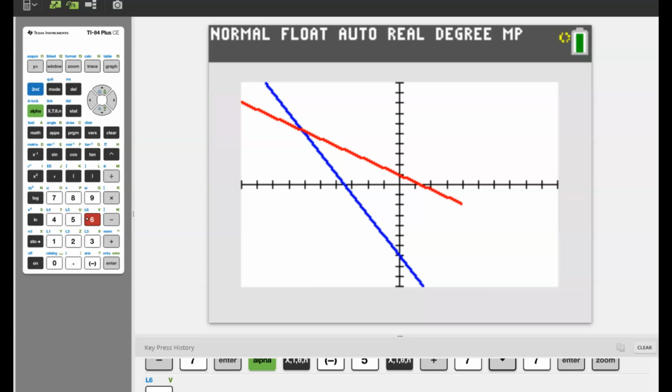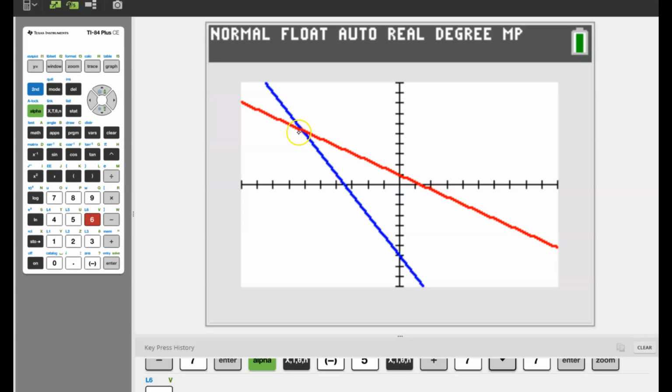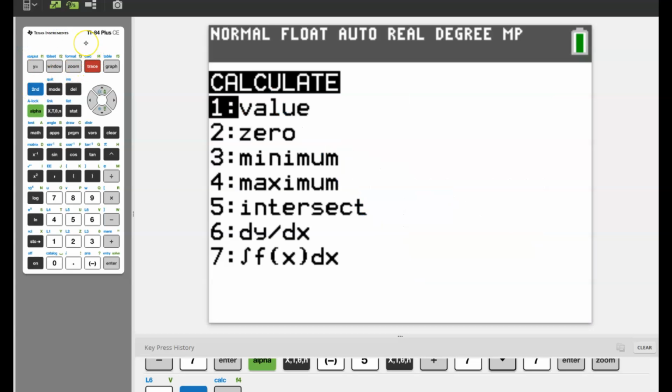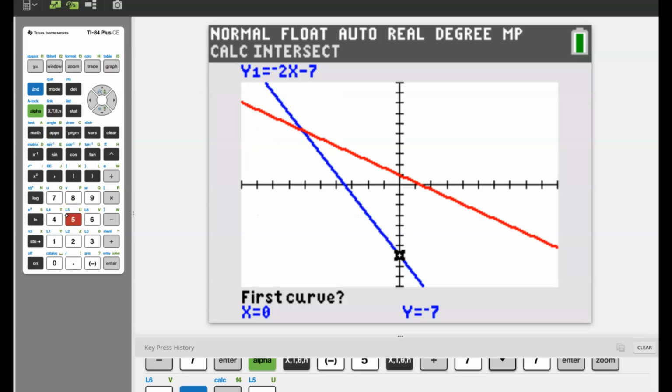If I can see the intersection of the two lines in my window, in my screen, then that means that window will work. So here are the keystrokes to find that intersection. We're going to second trace, which means calculate. We get a calculate menu, and we want to calculate the intersection, so I'm going to type the number 5.